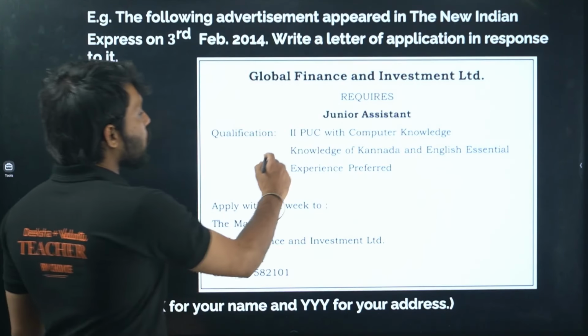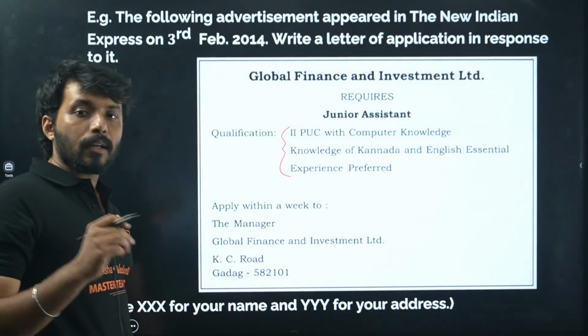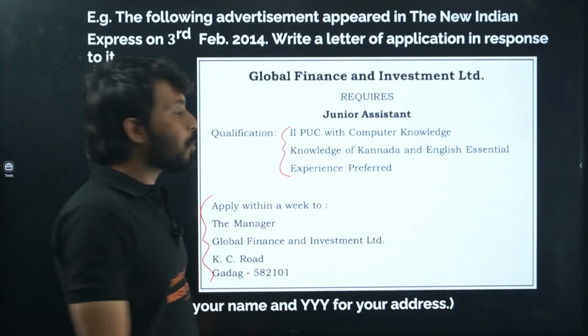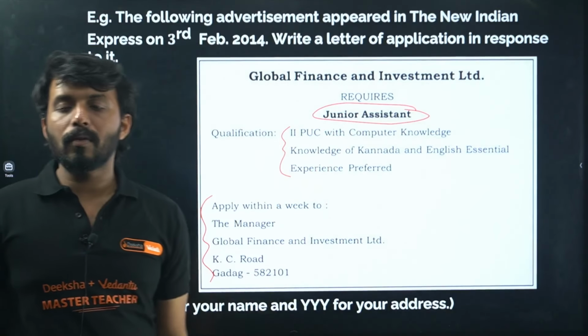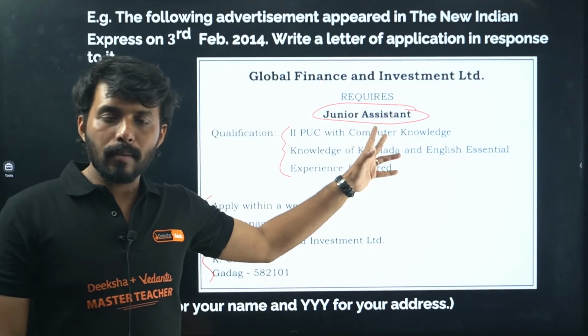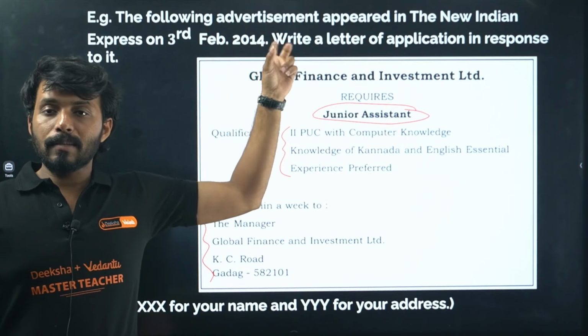So here the qualification is given. This is the qualification that the person applying for the job should have, and this is the to address. Okay, so it's the to address, and what is the job you are applying to? Junior assistant. Okay, so your subject should be this: applying for the post of junior assistant. So these are the things that you can deduce from the question itself. The following advertisement appeared in the New Indian Express on 3rd February.